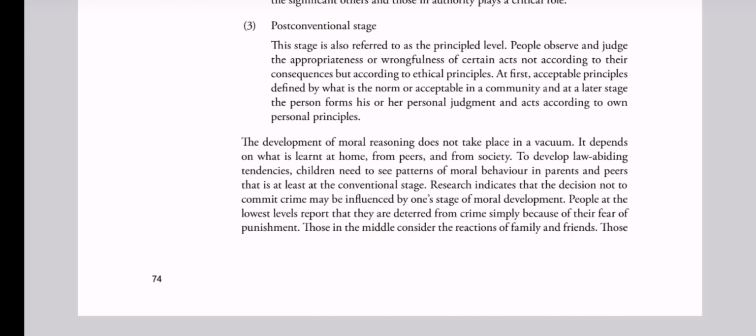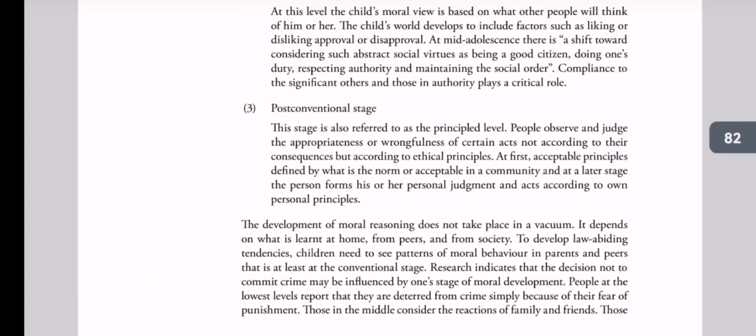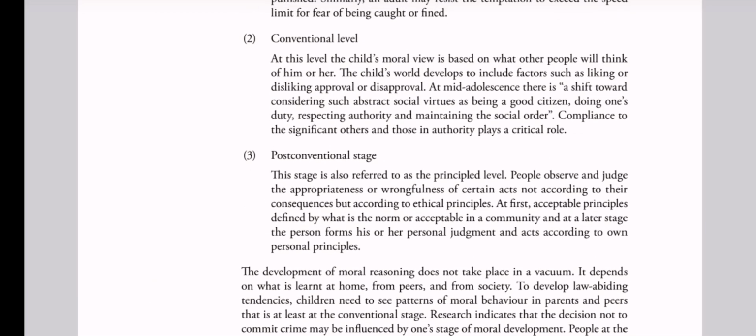The development of moral reasoning does not take place in a vacuum. It depends on what is learned at home, from peers, and from society. To develop law-abiding tendencies, children need to see patterns of moral behavior in parents and peers that is at least at a conventional stage. Research indicates that the decision not to commit crime may be influenced by one's stage of moral development.